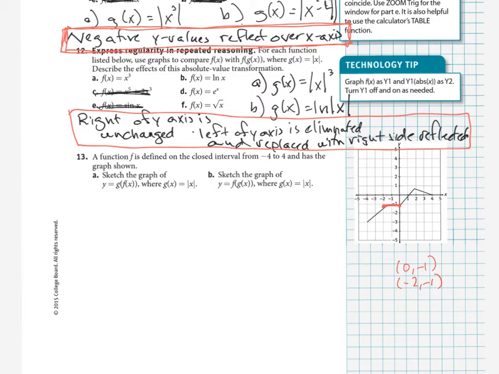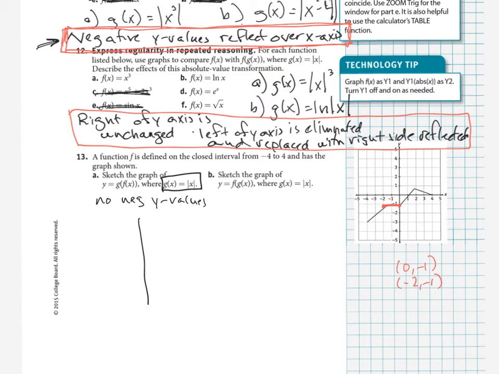So let's take a look at part A. Here we're going to do g of f of x, where we're combining, and this is the part that matters, the absolute value is on the outside, which is how the first one was. This is the absolute value of the whole function. So negative y values are reflected over the x-axis. So for this one, we can have no negative y values.